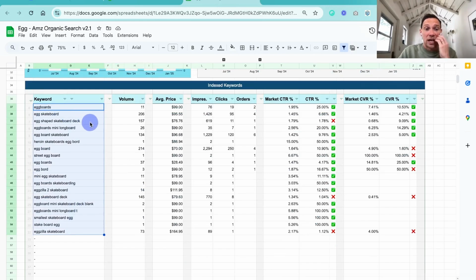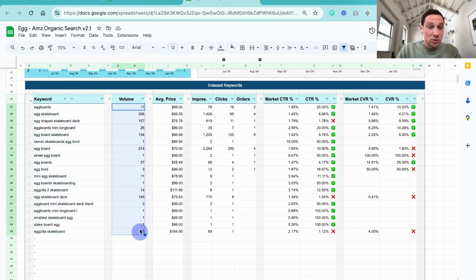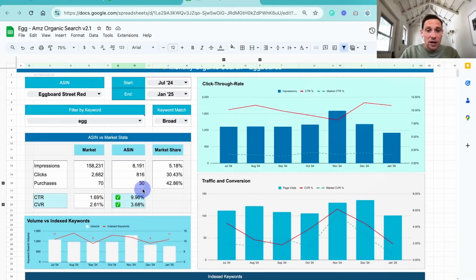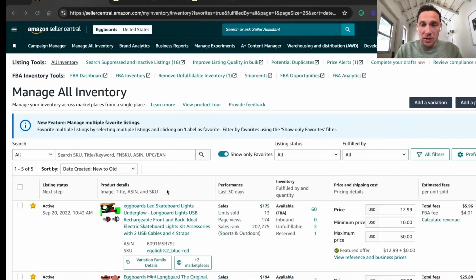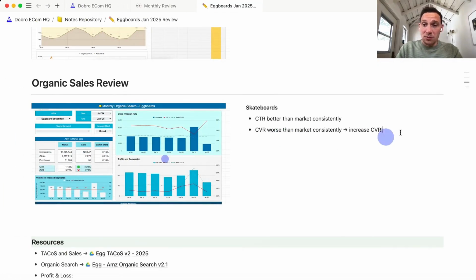Eggboards, egg skateboard, egg shape, skateboard. This is all my product. For these searches, the volume is not huge. Well, I show up only a little bit. Like, I don't show up too much on these ones. And so this is something I can try to fix with some efforts.